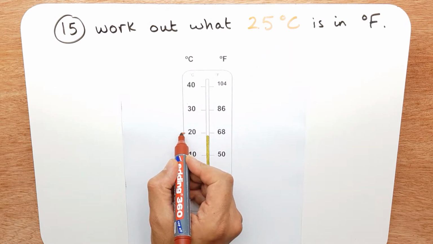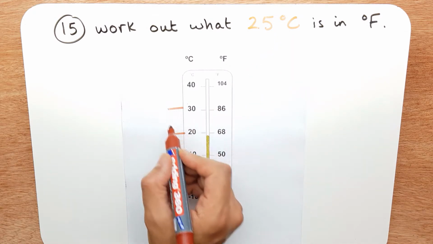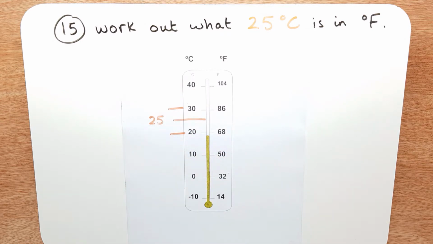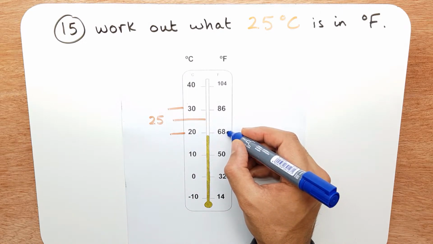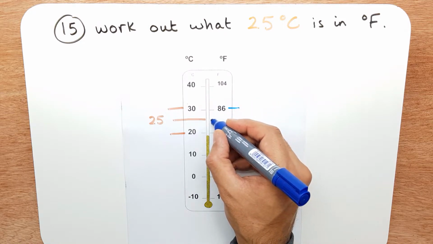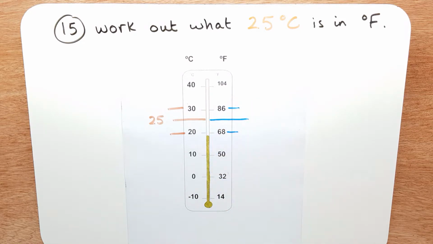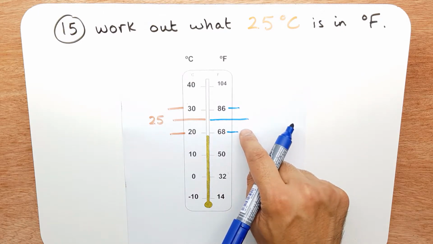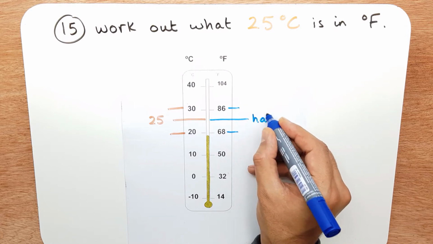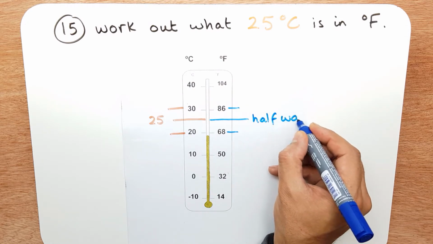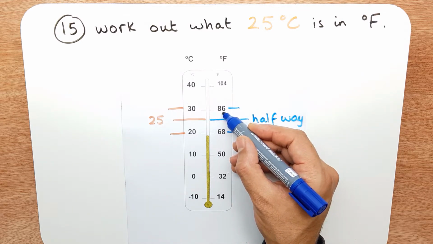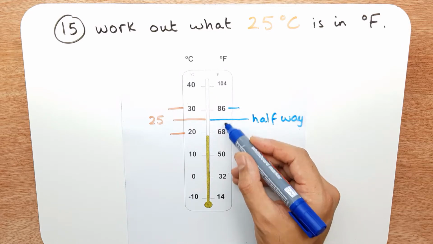And if you look here, we have 20 there and 30 there. So halfway between would be 25. So halfway between 68 and 86 is the temperature we're looking for. Now the first step is to work out the difference. And then we're looking at halfway between. So what we do is we do 86 subtract 68.